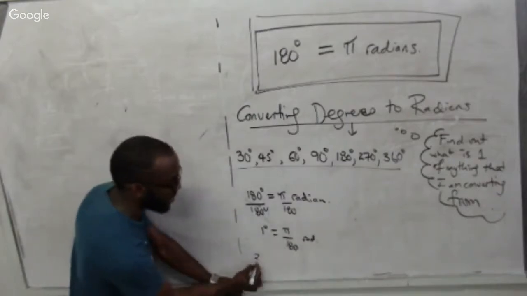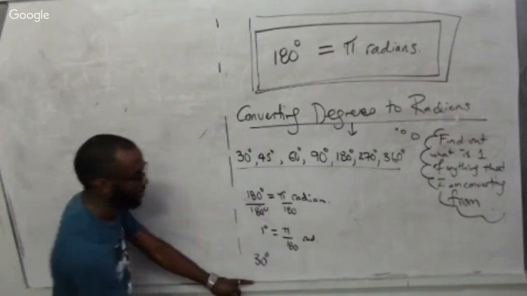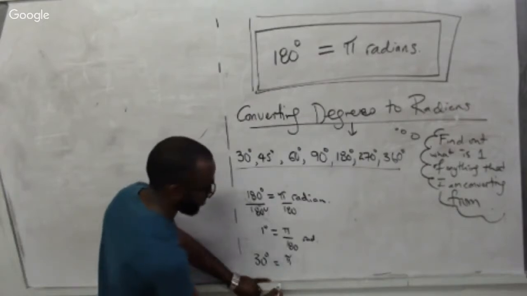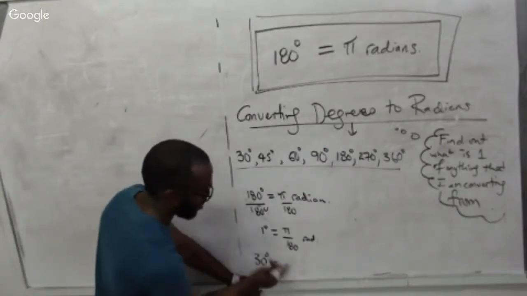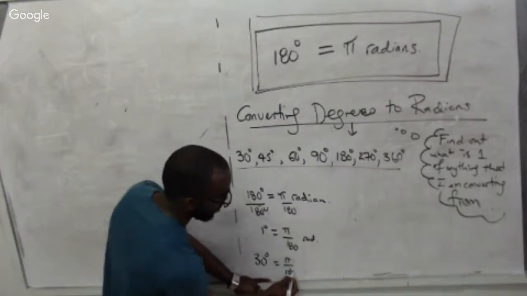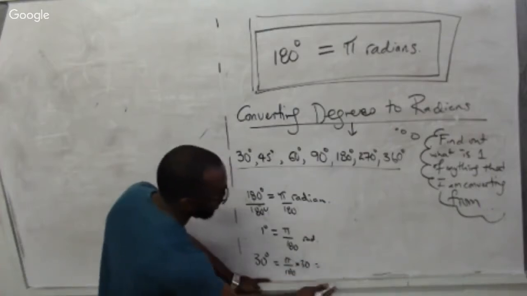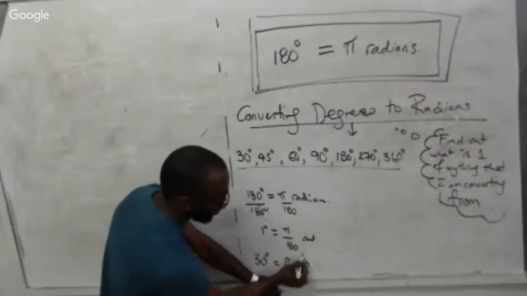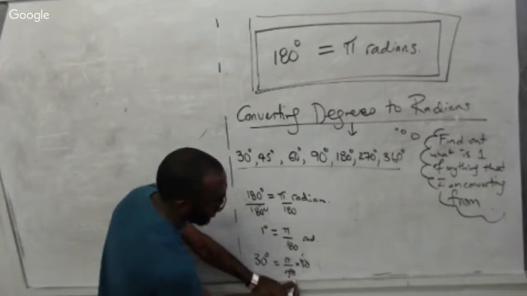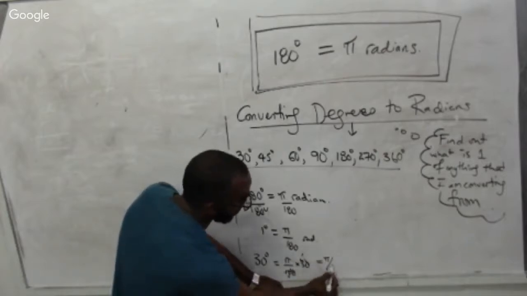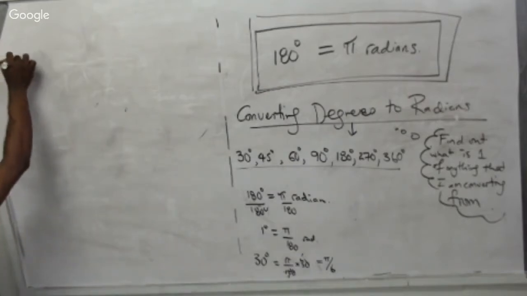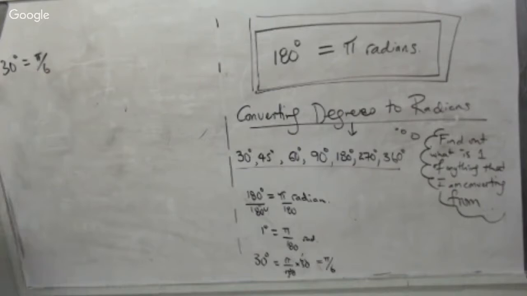And I want 30 of it. So I multiply both sides by 30, giving 30 times pi upon 180. The zeros can cancel. 3 into itself goes 1, and 3 into 18 goes 6. So this is pi upon 6. So 30 degrees is equal to pi upon 6.